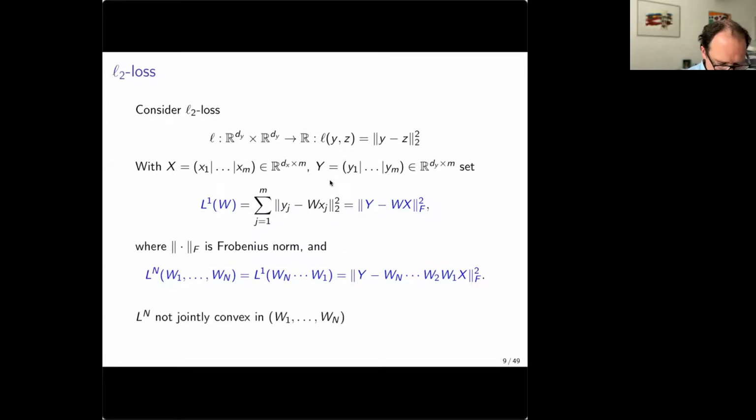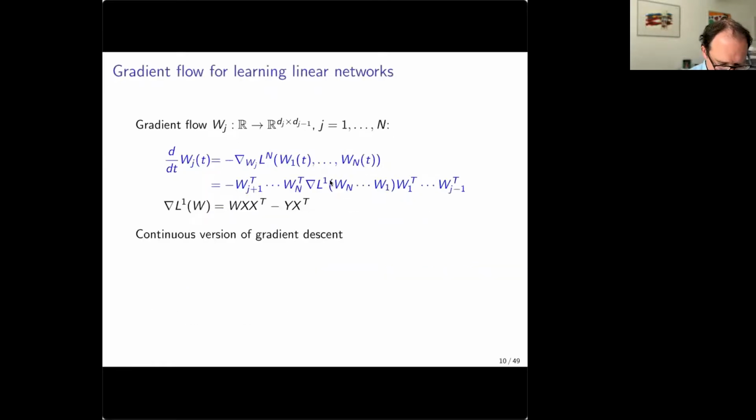Okay. And well, the point is that now Ln is not jointly convex in this tuple of matrices. So at first you might say this seems a bit stupid. I start with a convex function and then I introduce this factorization and make it non-convex. But still, there are some interesting effects happening. And what we will look at first is the gradient flow for learning these neural networks. Later on we pass to the gradient descent.